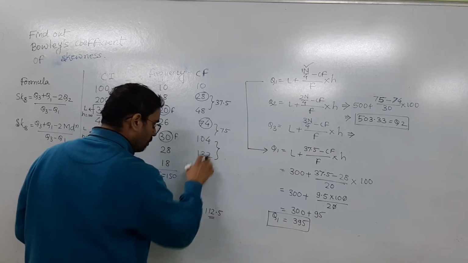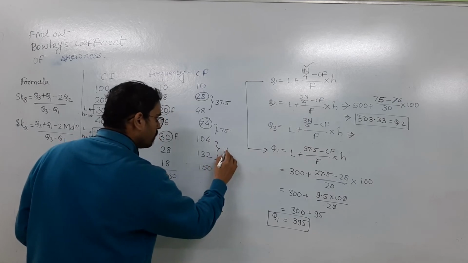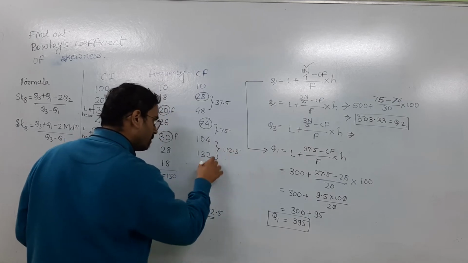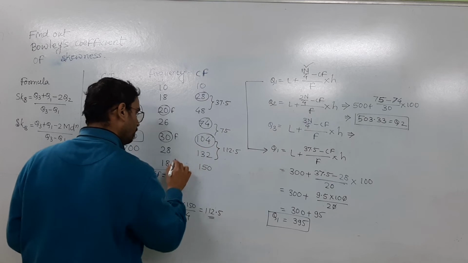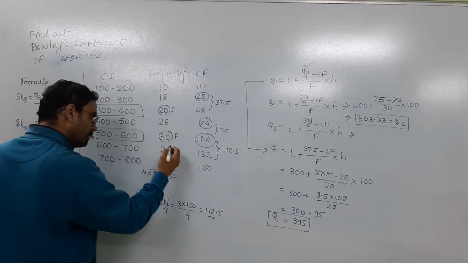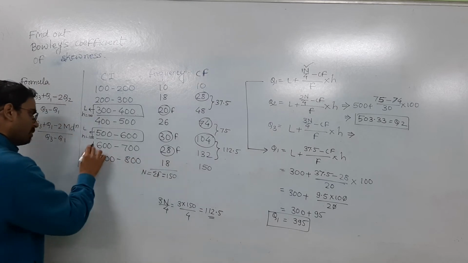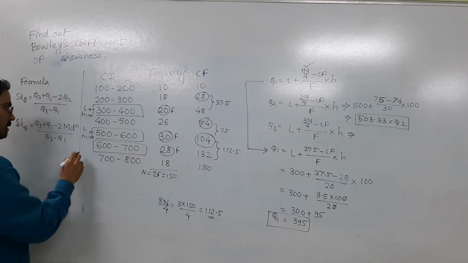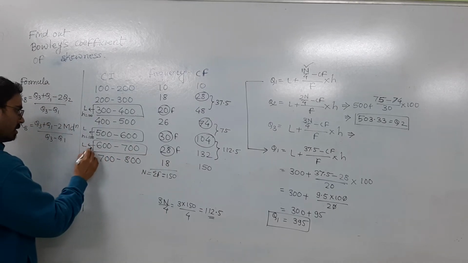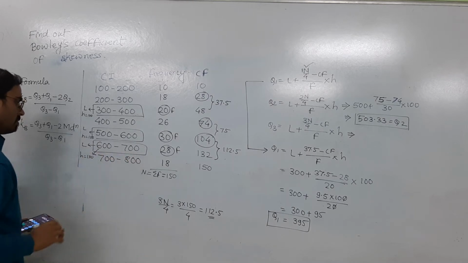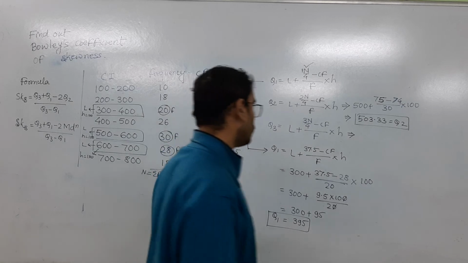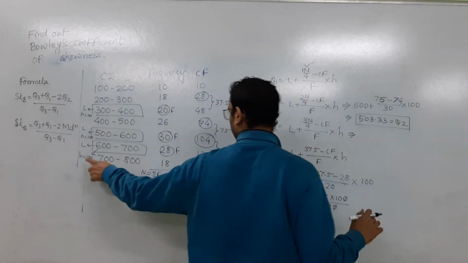So now this value, 112.5, is lying in between two terms. So that will be your CF. Diagonally, come one value below in the frequency table. That will be your frequency, and that will be your class for Q3. So L will be 600 and the height is the same, 700 minus 600, that will be 100. So we got all the values. Just put the values and get the answer.